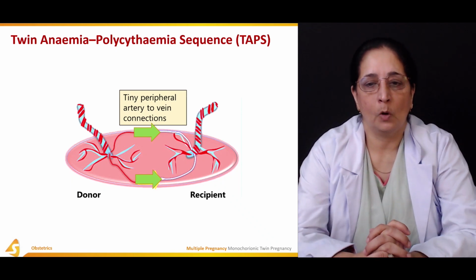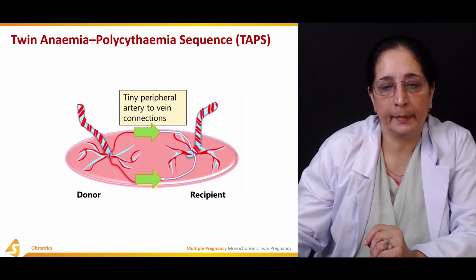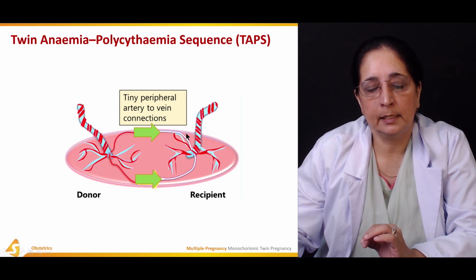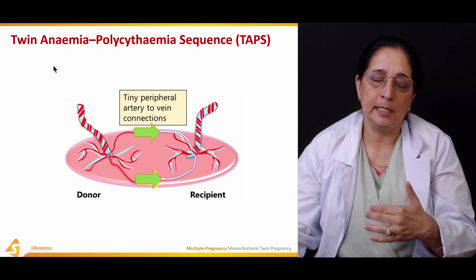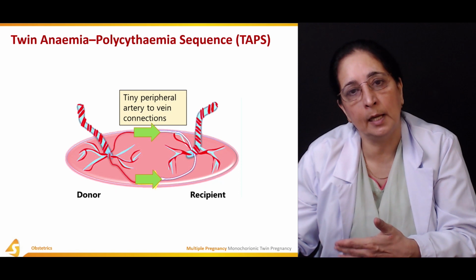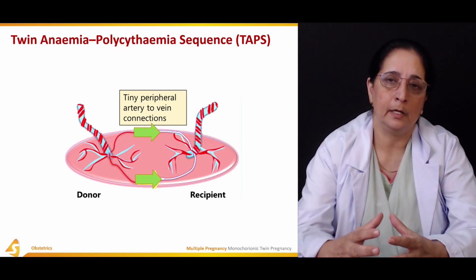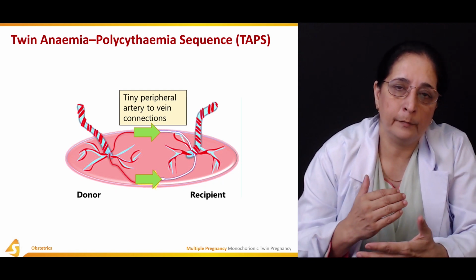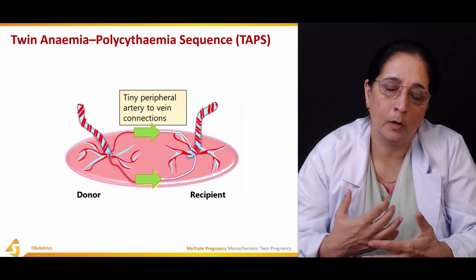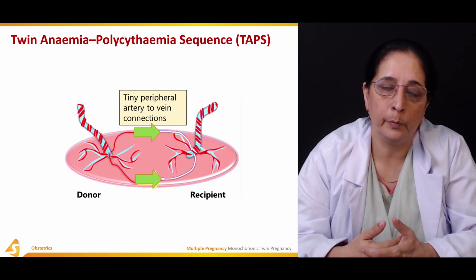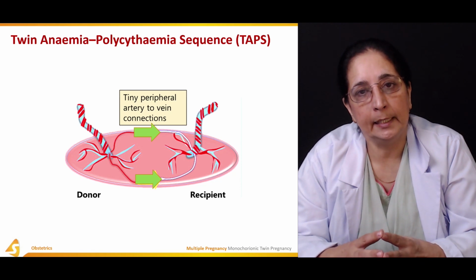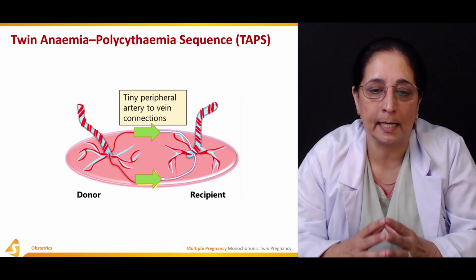Now, twin anemia and polycythemia sequence. This is the diagram of the donor blood vessels and the recipient blood vessels, and there is a connection of tiny blood vessels. Anemia is decreased hemoglobin and decreased red blood cell count. Polycythemia is increased hemoglobin and red blood cell count. So as the name shows, from the donor twin the blood goes to the recipient twin. When this happens, the donor twin has anemia because the blood cell count is low and there is less hemoglobin, and the recipient, which is getting the blood, becomes polycythemic, with increased hemoglobin and red blood cell count.